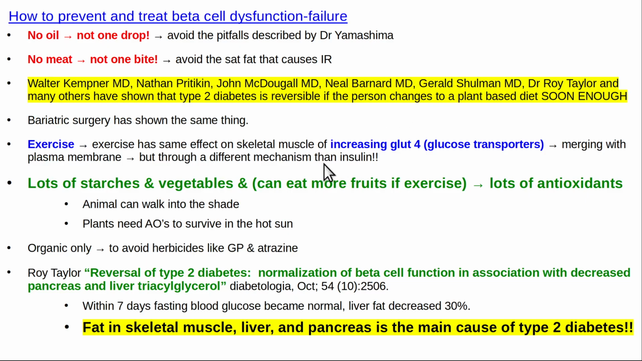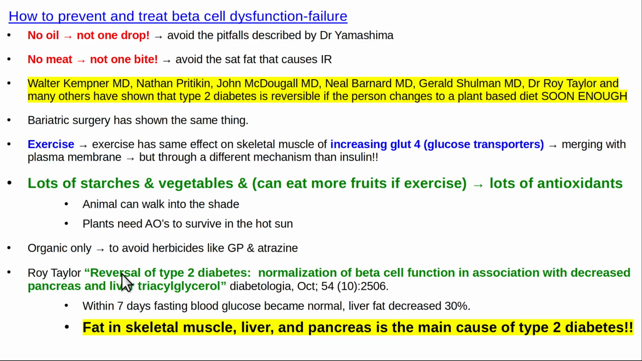Exercising has a similar effect as insulin. When insulin is functioning correctly, it gets the cytoplasm glucose type 4 transporters in vesicles to go up to the plasma membrane. They merge with the plasma membrane, and then they create a channel through which glucose can enter the cell. Okay, lots of starches and vegetables. It's healthy to eat those foods. Also some fruits if you're exercising enough. Eat organic only to avoid the herbicides, especially atrazine, which is toxic to your mitochondria, so that causes insulin resistance and diabetes.